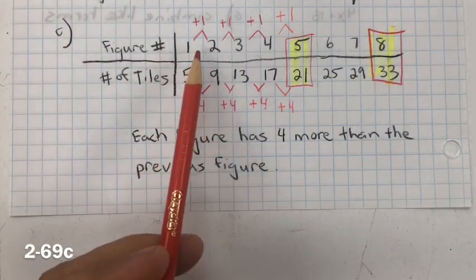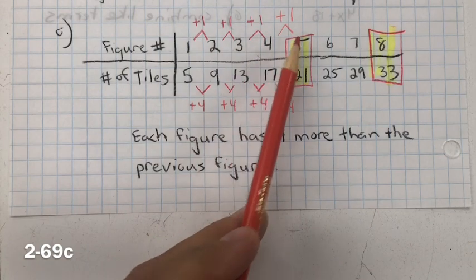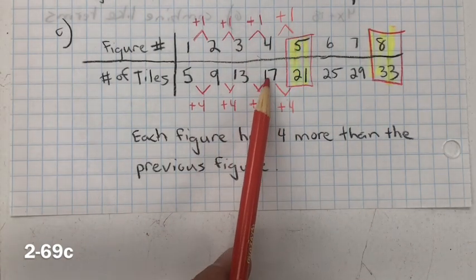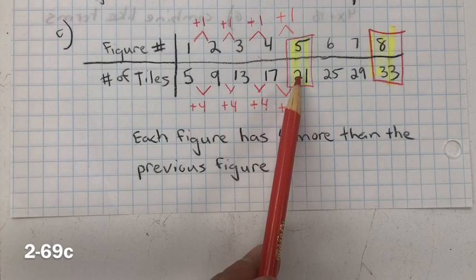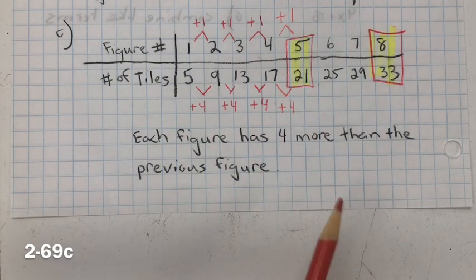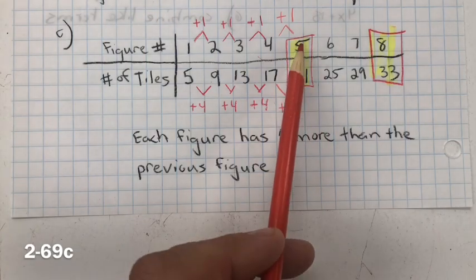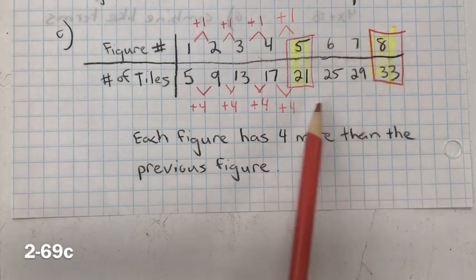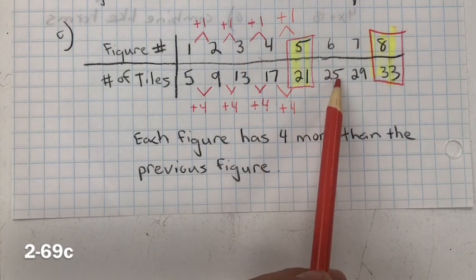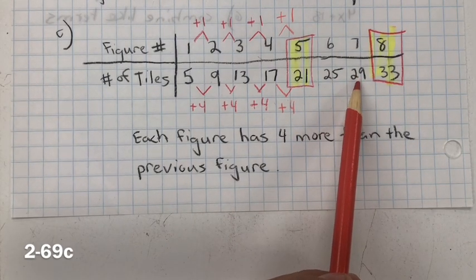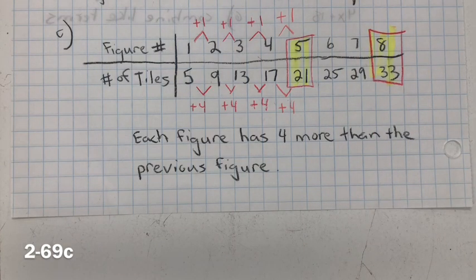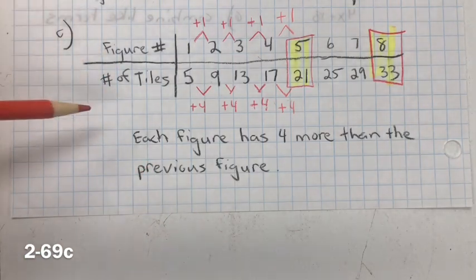So for figure 5, increased by 1, 4 plus 1 is 5. So 17 plus 4 is 21. Now how many tiles would figure 8 have? Well, you can just continue. 5 plus 1 is 6, plus 1 is 7, plus 1 is 8. 21 plus 4 is 25, plus 4 is 29, plus 4 is 33. So each figure has 4 more than the previous figure.